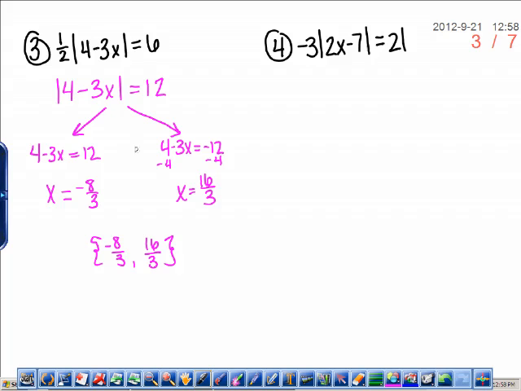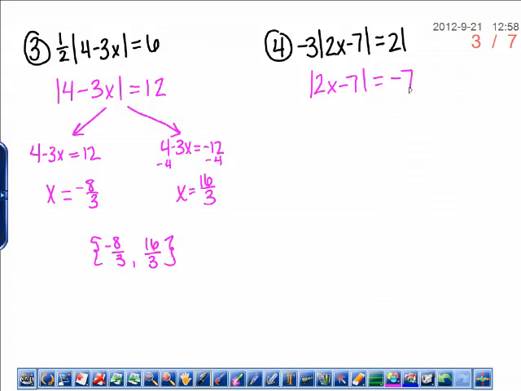Let's look at number 4. What's the first thing we would do on number 4? Divide by negative 3. Is that a 21? Yep. So 21 divided by negative 3. Negative 7.